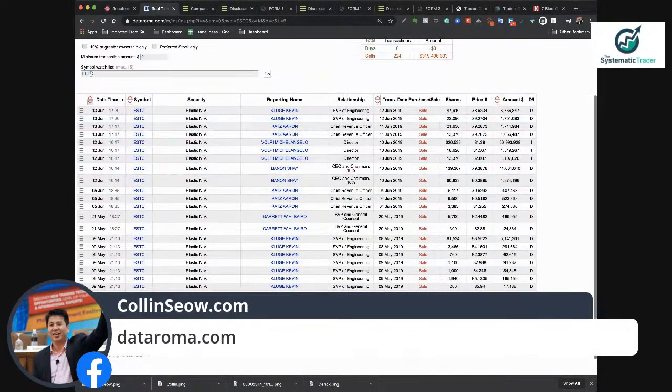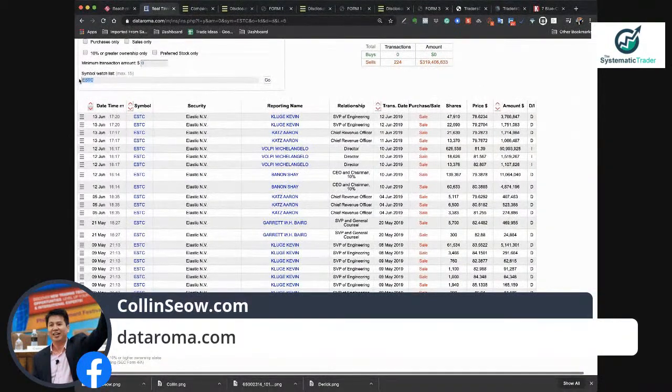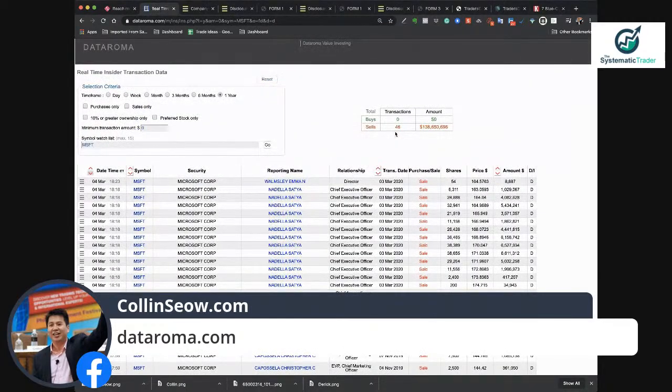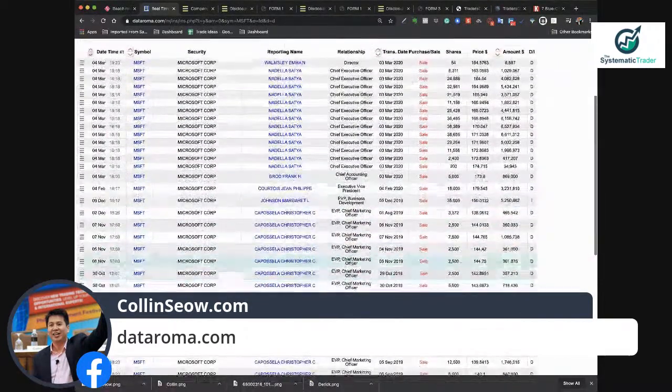So from here, you can go down and you can see Microsoft. You can go back and play around with this, okay, guys? So how does this come into the whole picture? From here, you can use this to guide you. Let's look at Microsoft over the last 1 year. A director selling, CEO selling, accounting officer selling, everyone is selling.